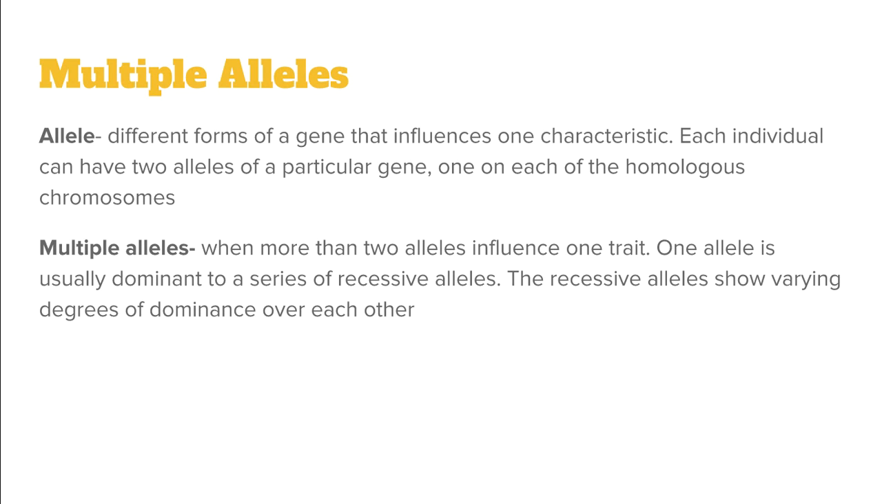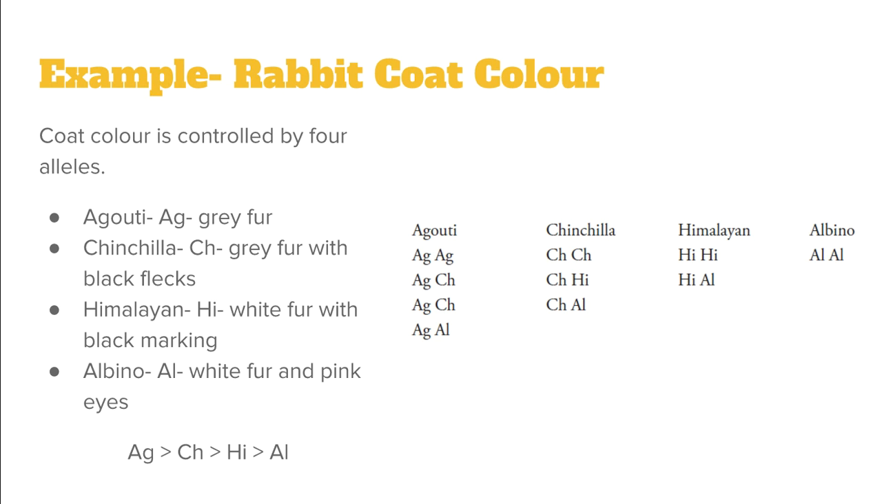So one allele is usually dominant to a series of recessive alleles, whereas when we looked at alleles before, we just had one recessive allele. And these recessive alleles can show varying degrees of dominance over each other. The example which we're going to use is rabbit coat color, and coat color is controlled by 4 alleles. Depending on the combination of alleles will depend on what color fur the rabbit does have.